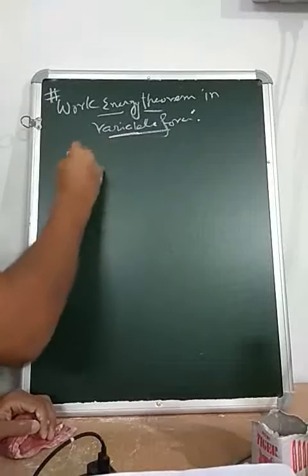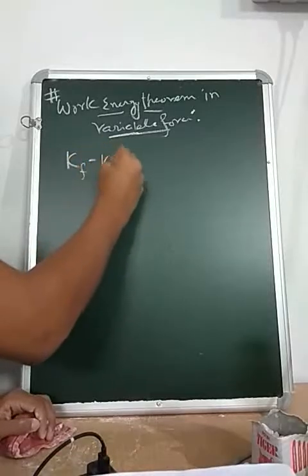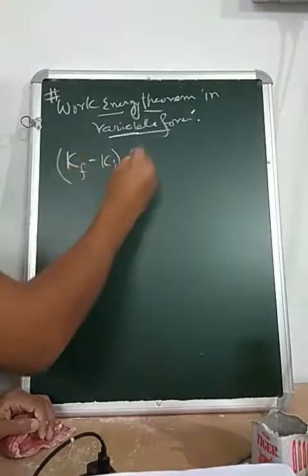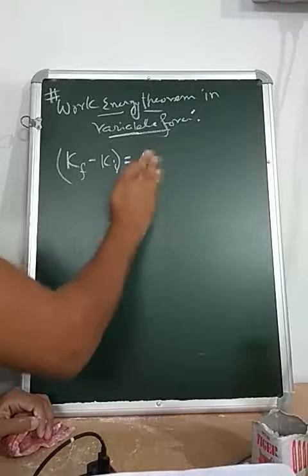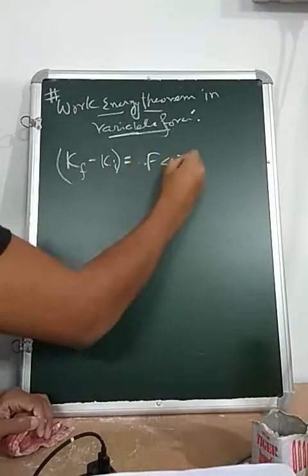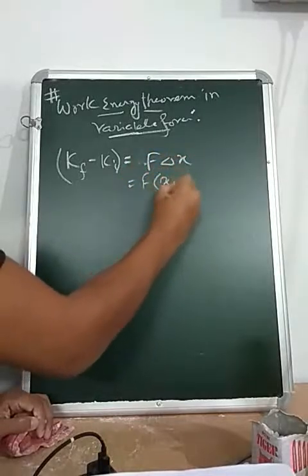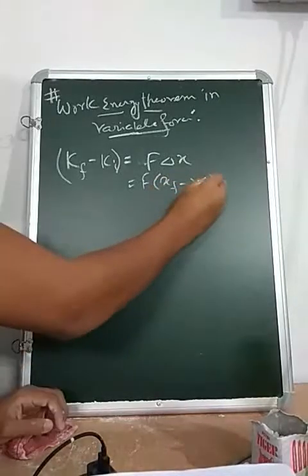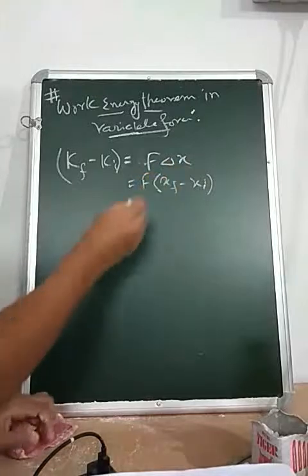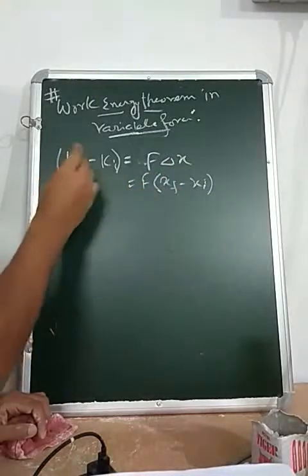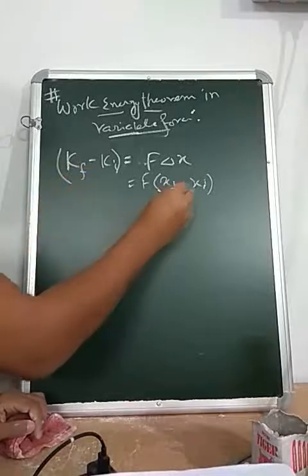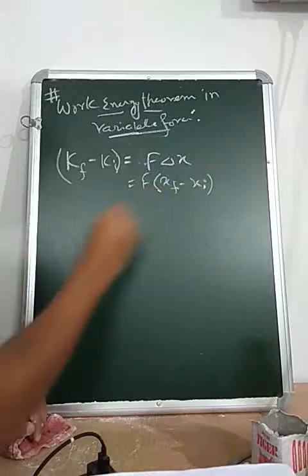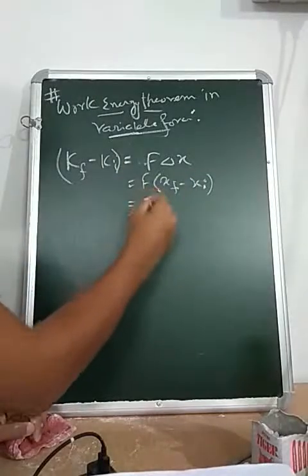So for constant force, we derived that the change in kinetic energy between the final and initial position is equal to the work done, F into delta x, or F into xf minus xi. Here xf is the final position and xi is the initial position of the object, and Kf is the kinetic energy of the body at xf position and Ki is the kinetic energy of the body at xi position. So this is the mathematical statement of the work energy theorem, which will give the work done.